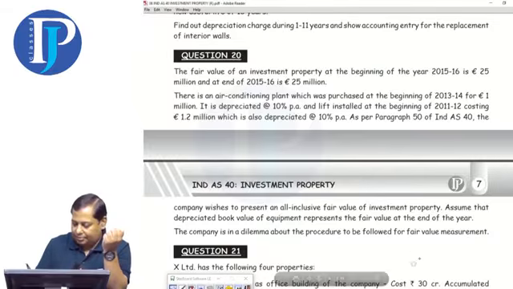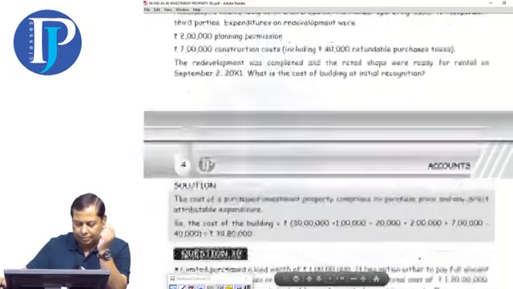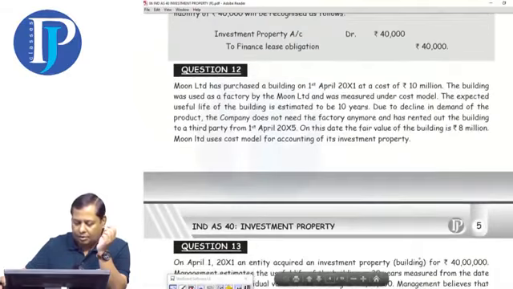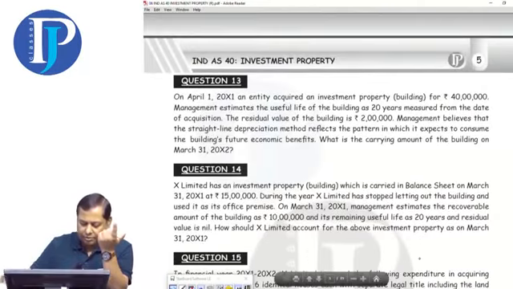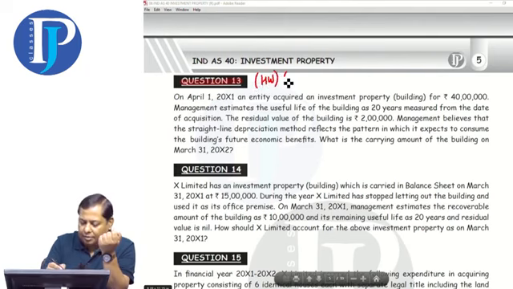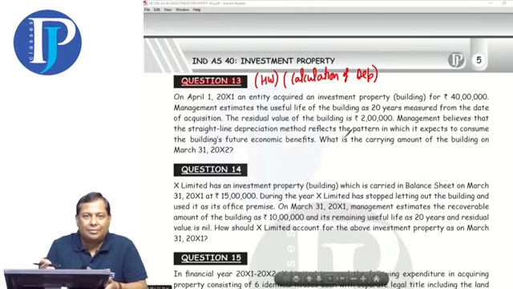Let's check another question. I had one more small question. I'm just going to discuss question number 13. This is part of homework. In it there is only calculation of depreciation and nothing else. So this question is also given in your study material.